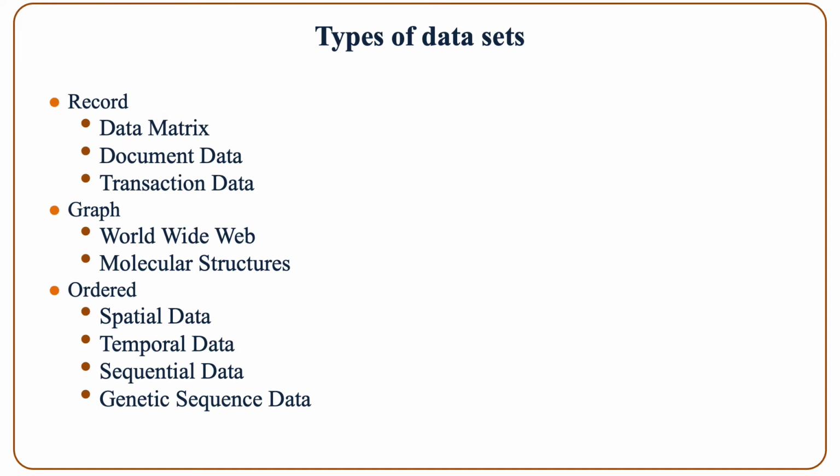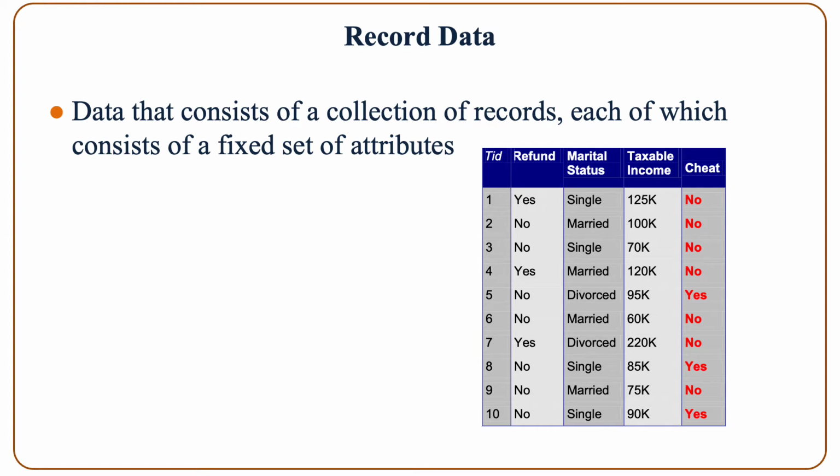Now we talk about types of datasets. A dataset could be a record type, including data matrix, document data, and transaction data. Could be graph type, including World Wide Web and molecular structures. Could be order type, such as spatial data, temporal data, sequential data, and genetic sequence data. Most of the time when we work with a dataset, we work with a collection of records or data objects, and each of which consists of a fixed set of data attributes.